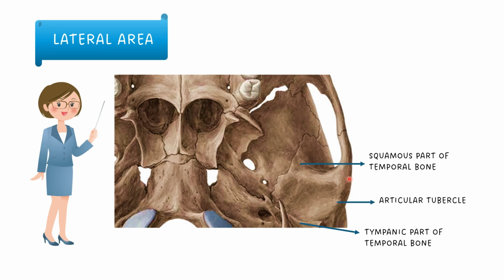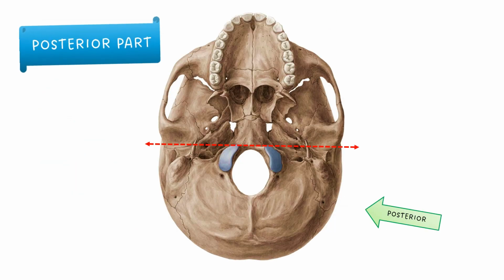So here we see the articular tubercle, the anterior part of the mandibular fossa. The squamotympanic fissure marks the junction between the squamous and the tympanic part of temporal bones.